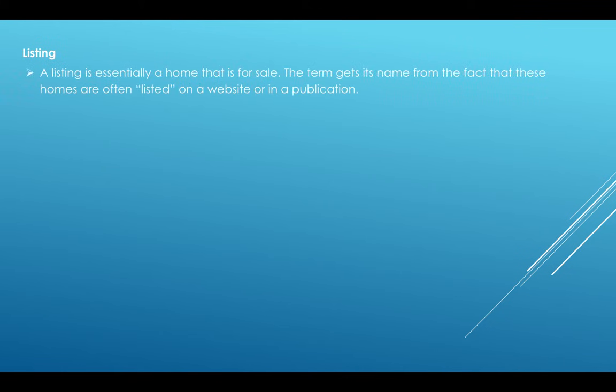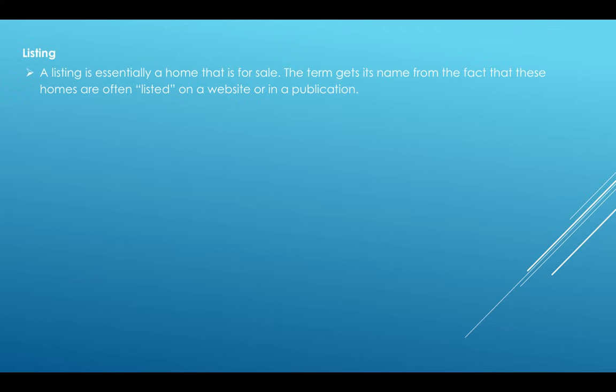Next, listing. Listing is just a home for sale. If you're calling a realtor, that's a term that you would always hear every day. Listing. When they say, I've already listed my house with another realtor, that means they are already working with another realtor. When I started, I thought that they were saying lifted. So my notes said lifted, but I was wrong. It's listed. A listing is essentially a home that is for sale.